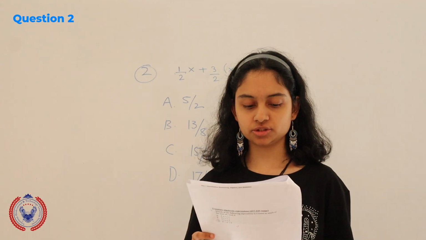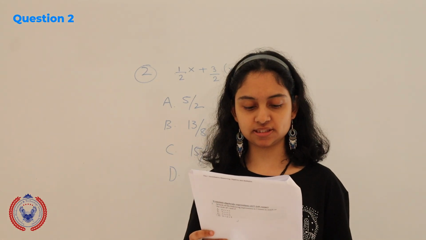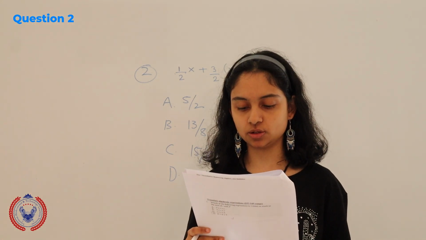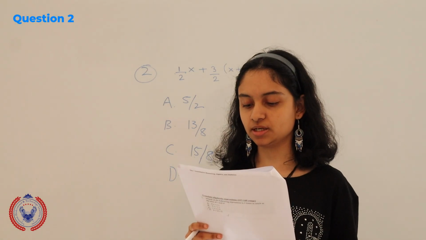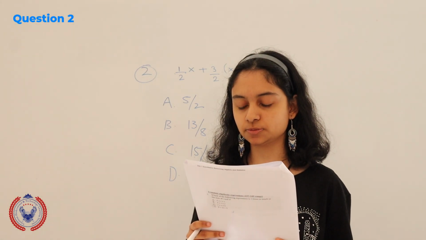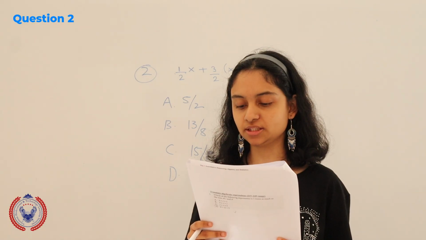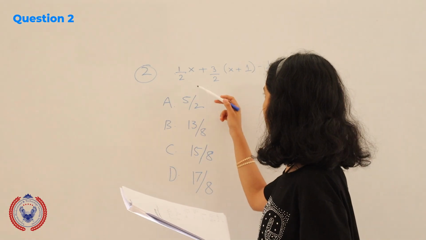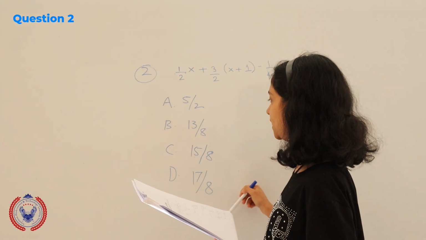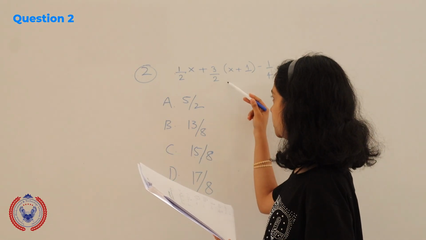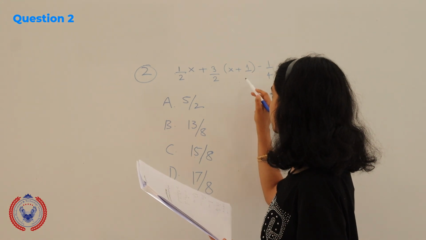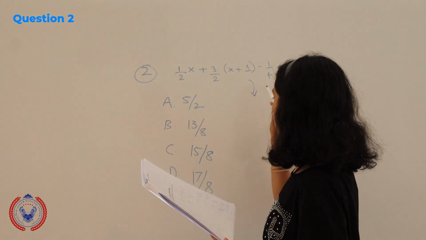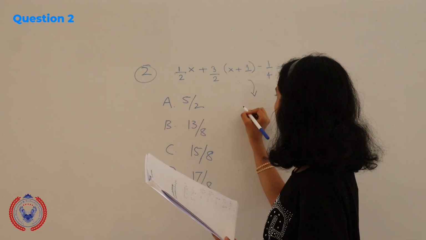Now, let's move on to the second question. The second question says, what is the solution to the equation 1/2 x plus 3/2 x plus 1 in parentheses minus 1/4 equals 5? Here are the 4 answer choices given. First, let's see how to solve this question before we come to the answer choices.